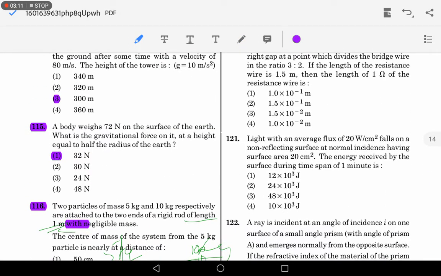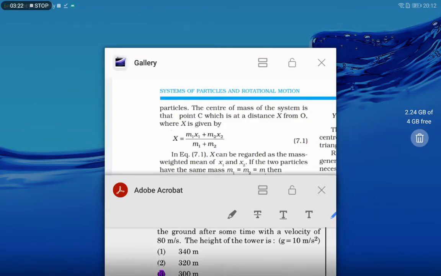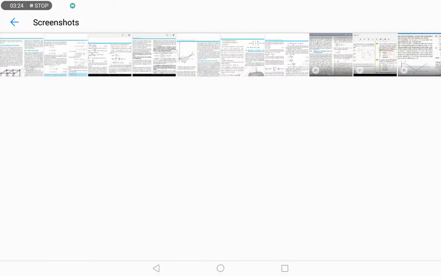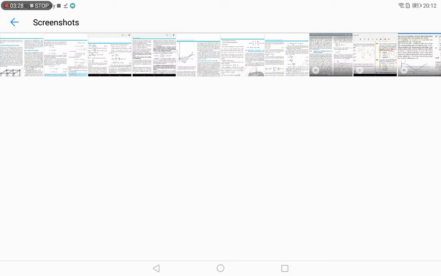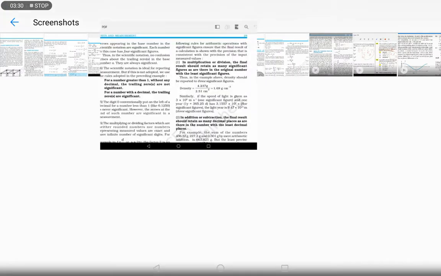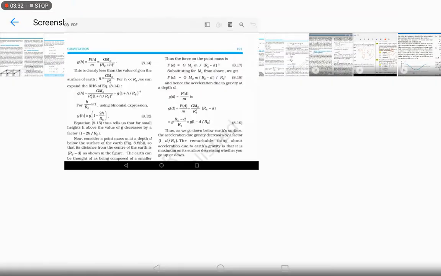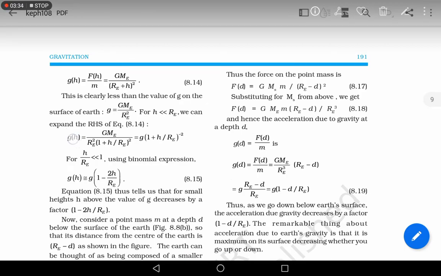Moving on to the next question. A body weighs 72 Newton on the surface of the earth. What is the gravitational force on it at a height equal to half the radius of the earth? For this kind of question, you also have a formula from NCERT, which I am going to show you from the lesson gravitation. This formula is important because there are two types of formulas that you can use, but you have to choose only one out of these.